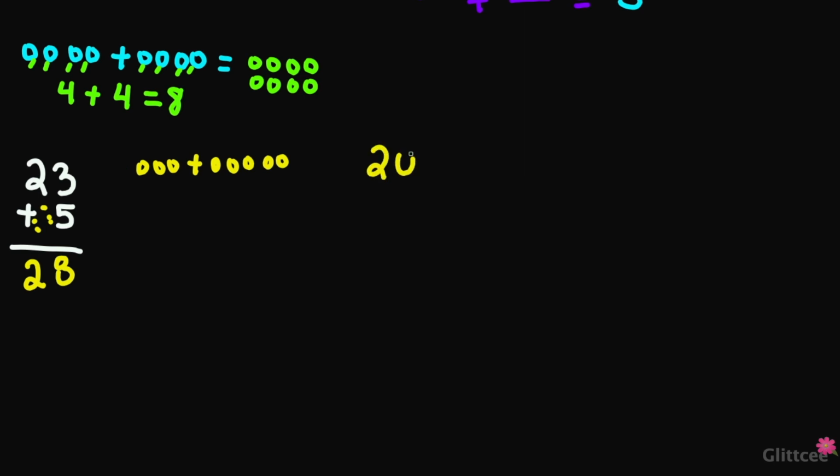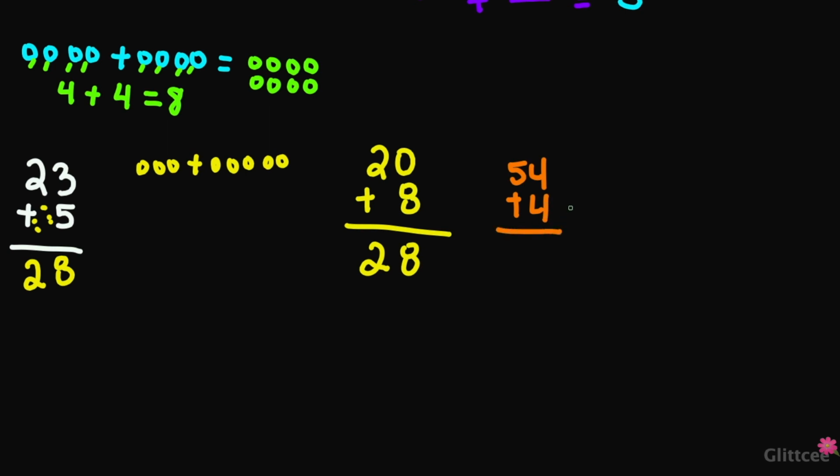What about 20 plus, let's try 8. 0 plus 8 is 8. 2 plus 0 is 2. 20 plus 8 equals 28. All right, let's try another example. Let's try 54 plus 4. Okay, 4 plus 4, this is going to be 8. And then 5 plus 0 is going to be 5. So 54 plus 4 equals 58.